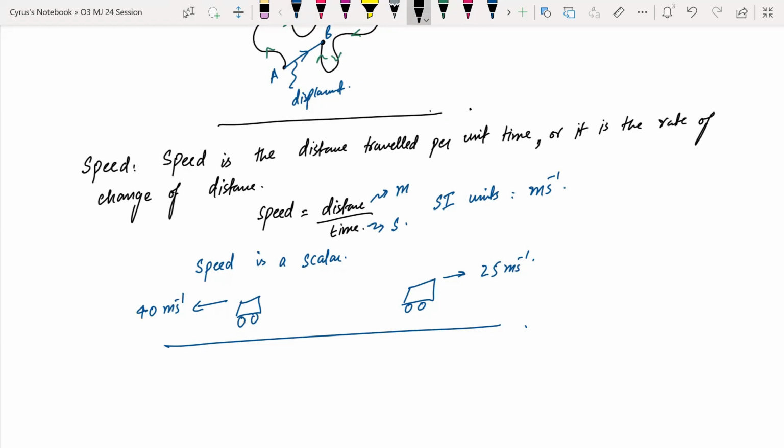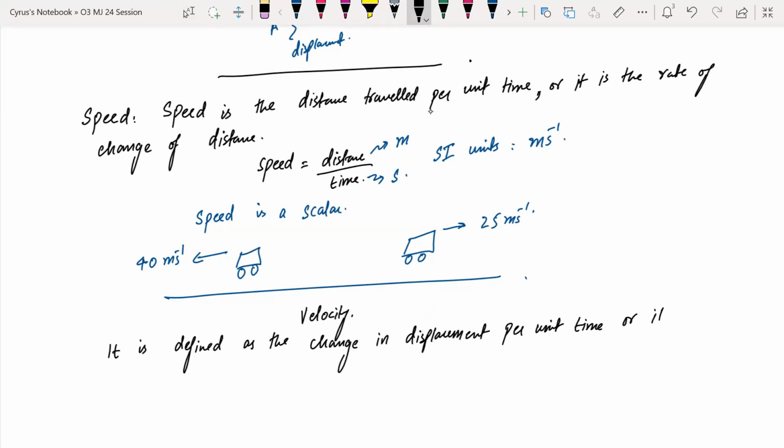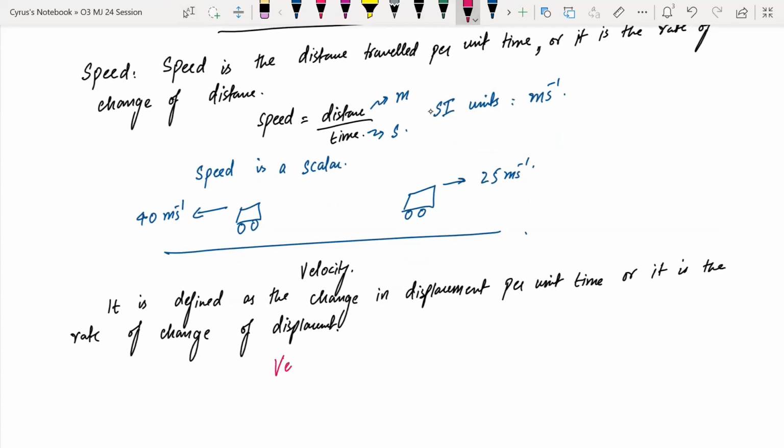Then we have velocity. What is velocity? It is defined as the change in displacement per unit time, or it is the rate of change of displacement. Velocity को हम लिख सकते हैं as change in displacement over time. This is in meters, this is in seconds.